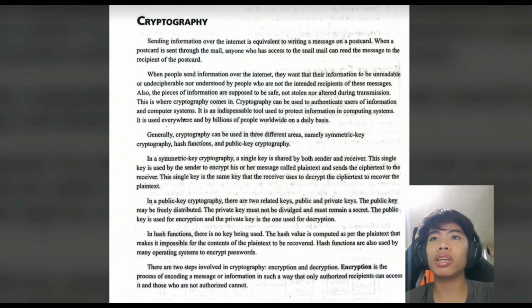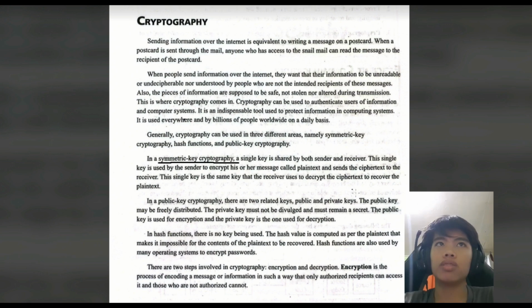So symmetric key cryptography is a single key shared by both sender and receiver. This single key is used by the sender to encrypt his or her message called plain text and sends the cipher text to the receiver. This single key is the same key that the receiver used to decrypt the ciphertext to recover the plain text.